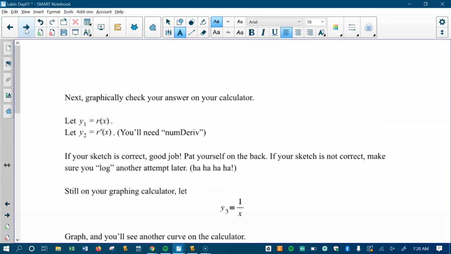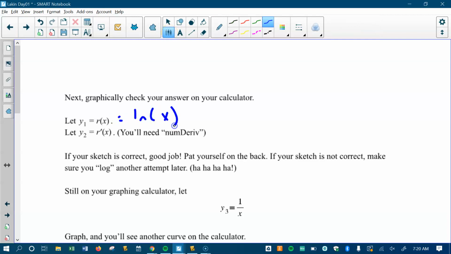Now, graphically check your answer on your calculator. I don't have my calculator on me, but you're welcome to do this on your own. Let y1 equal r of x. If you're not sure what r of x was, that was equal to ln of x. And then make sure in y2 you do d dx of y1 with x equal to x.